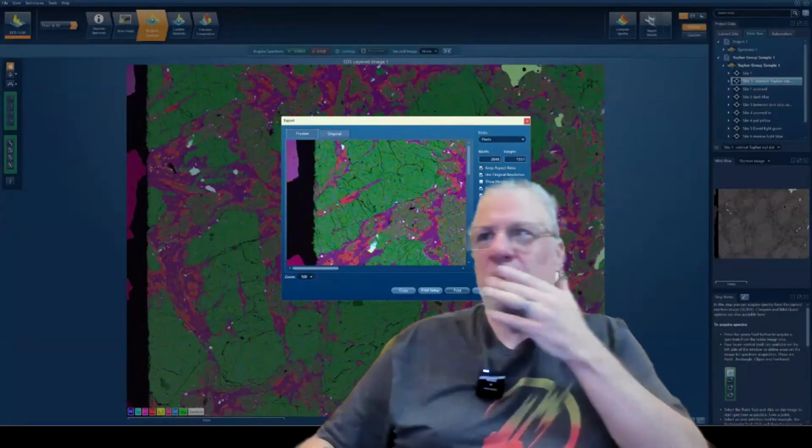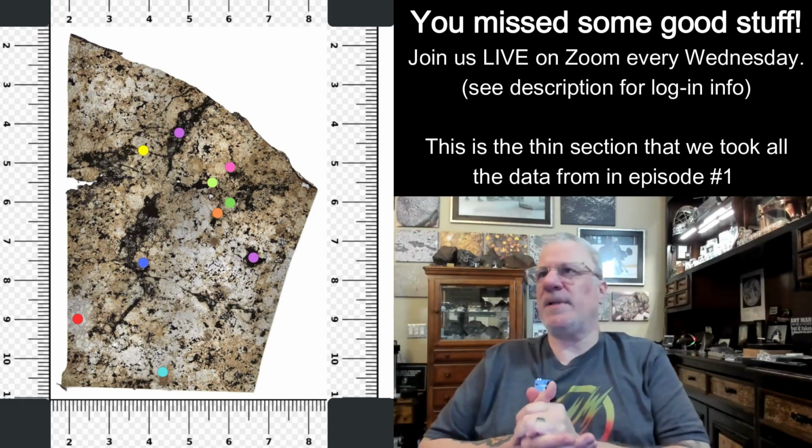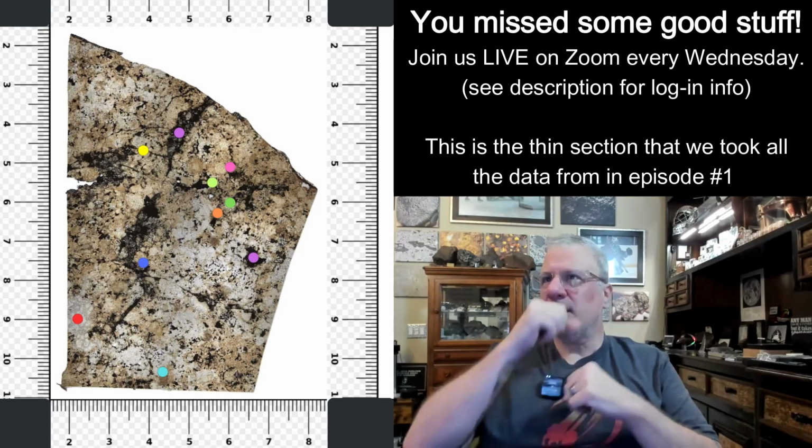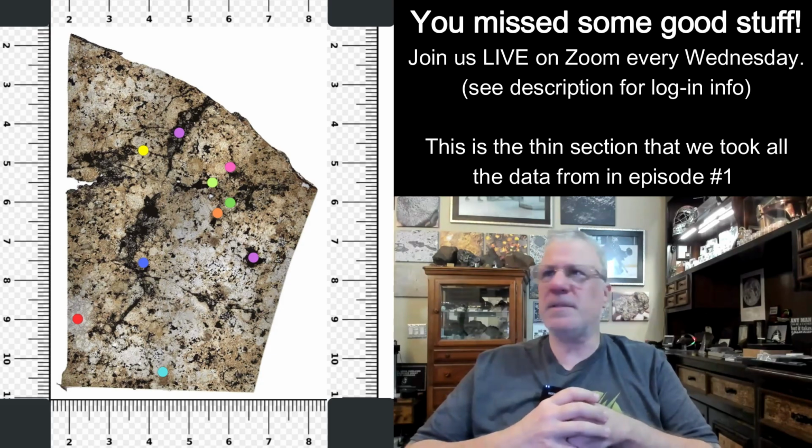Okay. We had another question about the colors of the dots. I think, Cal, if you're talking about the colors on the thin section, those were just for our navigation. Was that what you were referring to?